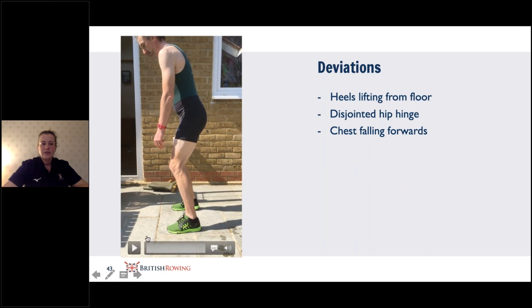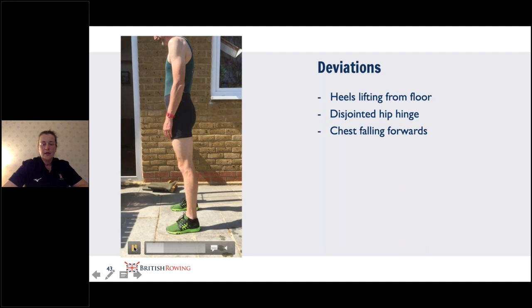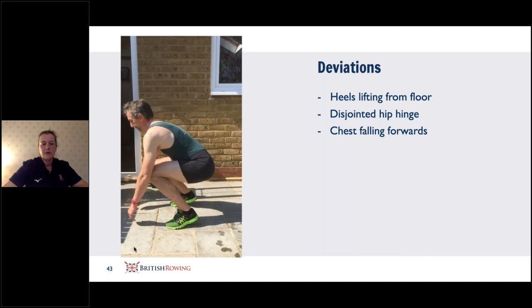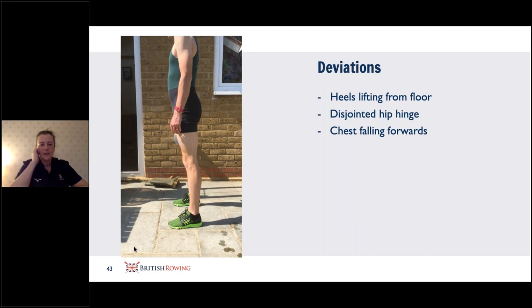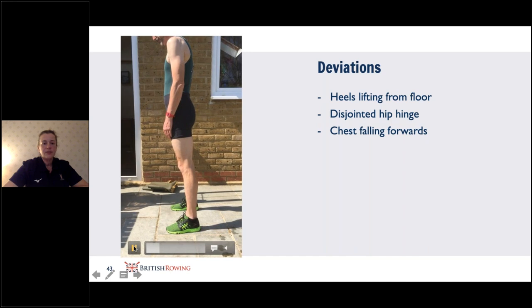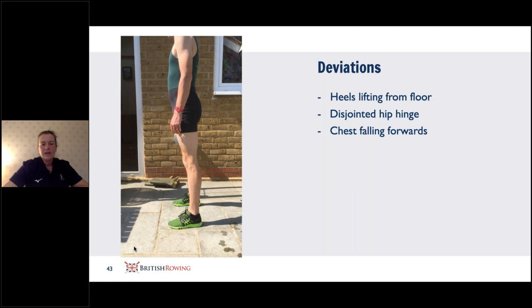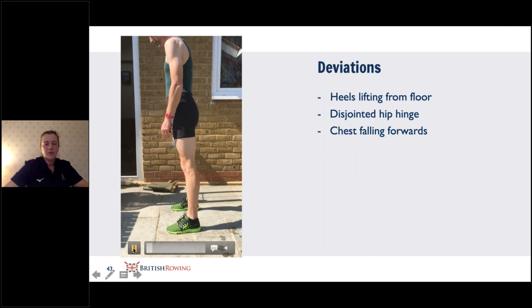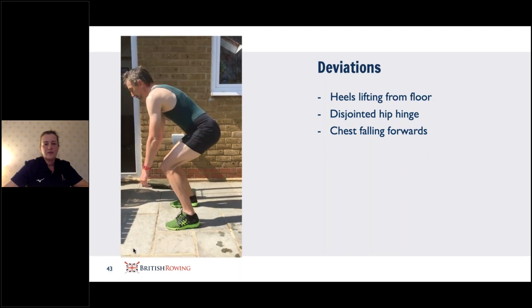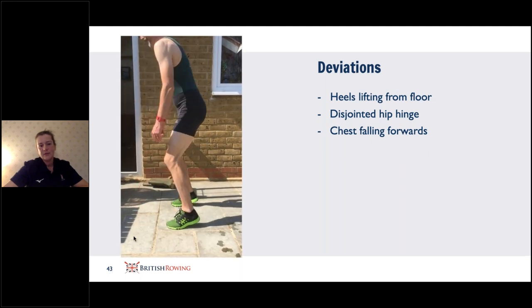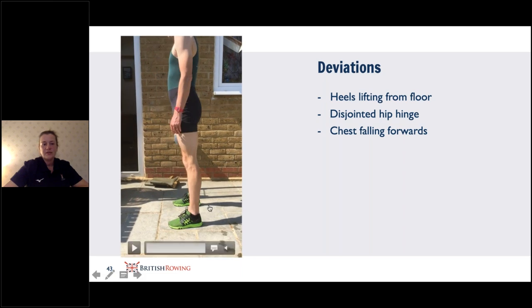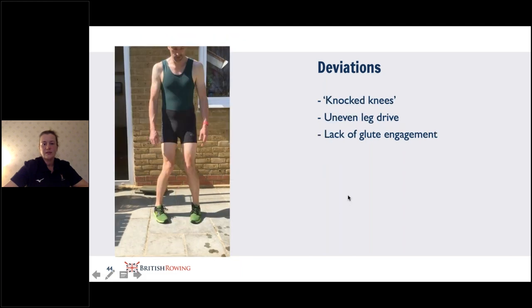If we look at the deviations, some of those that we might see are heels lifting up off the floor. And in particular, if you look at what's happening to the chest on this one, the chest is collapsing forward slightly, which again, if we link it back to the first point that we were talking about, which is that pelvic rotation, if we look at what the pelvis is doing, the pelvis rotating forwards as we start to squat down, then that's where we're starting to lose that position a little bit as well. So those are some of the deviations.